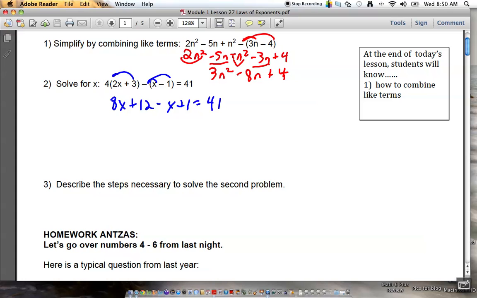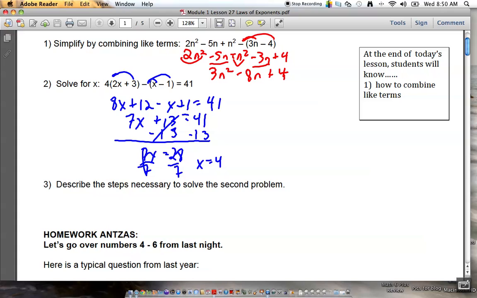Now, what's my next step? Talk to me. Combine like terms. Very good. Combining like terms is exactly the same thing as same side, same operation. 8x and a negative x is 7x. 12 and 1 is 13, equals 41. Now I'm on standard two-step grounds. This should be very simple. 7x is 28. Divide by 7. X equals 4.